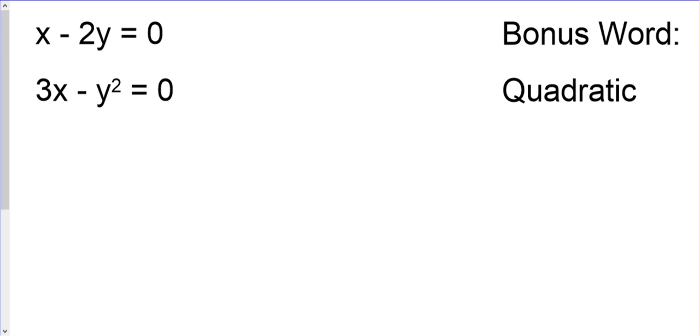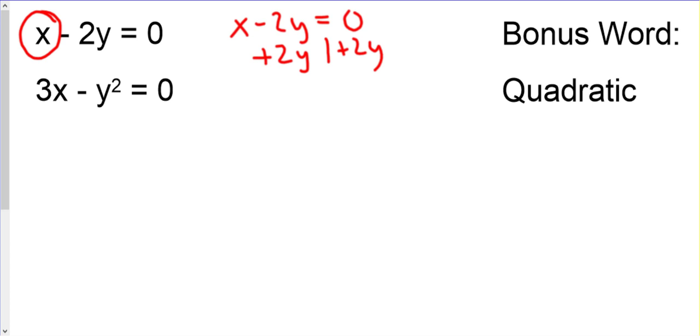The first system of equations we're going to take a look at, we can notice that right off the bat, we have x minus 2y is equal to 0. Whenever you have a variable by itself, you want to start to think substitution. So by rewriting x minus 2y equals 0, I can add 2y to both sides, and I get that x is equal to 2y.